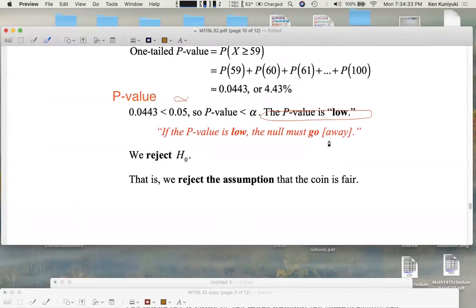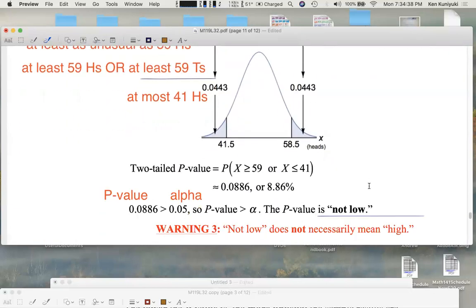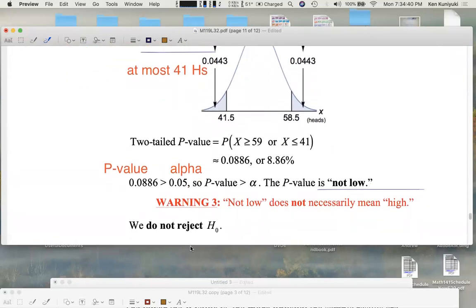Before, in the one-tailed analysis, we said the p-value was low, and we rejected the null. Here, the p-value is not low. We do not reject the null. And by the way, not low does not necessarily mean high. I mean, 8 to 9%, we're saying that's not low, but it doesn't mean that that's high either, right? For example, speaking of the dating scene, not ugly does not mean beautiful. So if you're being told that a friend of a friend is not ugly, you're not going to assume you're going to get someone beautiful. Brad Pitt or Angelina Jolie.